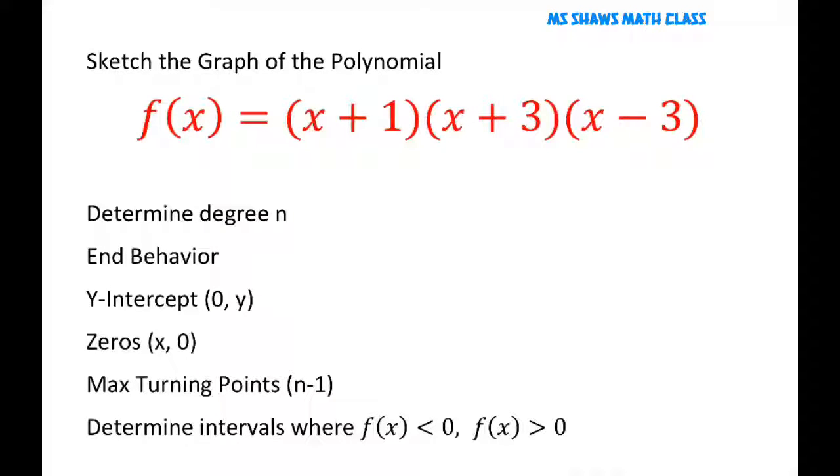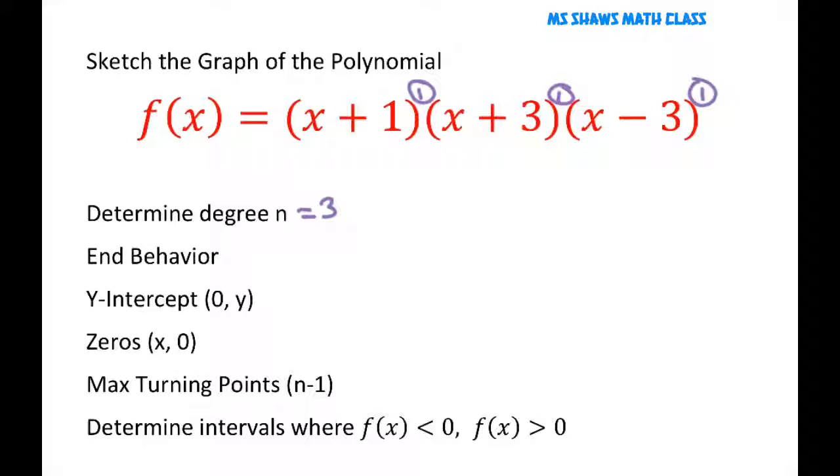Hi everyone, we're going to sketch the graph of f of x, this polynomial. We're going to fill out some information first. Let's determine the degree. Since this is not in standard form, all we have to do is just add up these multiplicities here. So our degree is 3.